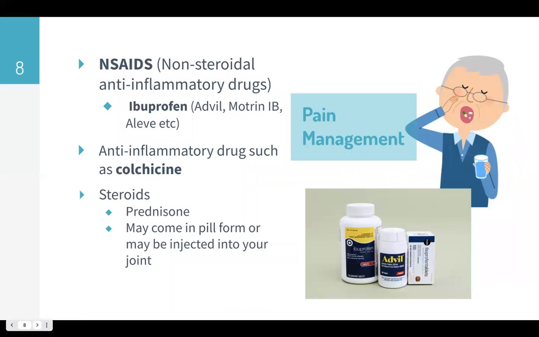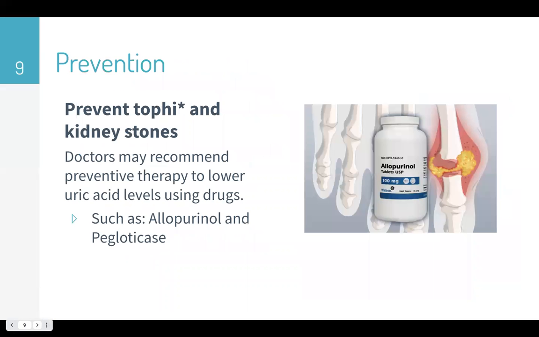There are several ways to manage the pain from gout. Normally, patients use NSAIDs such as ibuprofen, or colchicine, which is an anti-inflammatory drug, or even steroids such as prednisone. These may come in pill form or could also be injected into your joints. Doctors could also recommend preventative therapy to lower uric acid levels using certain drugs such as allopurinol and pegloticase.